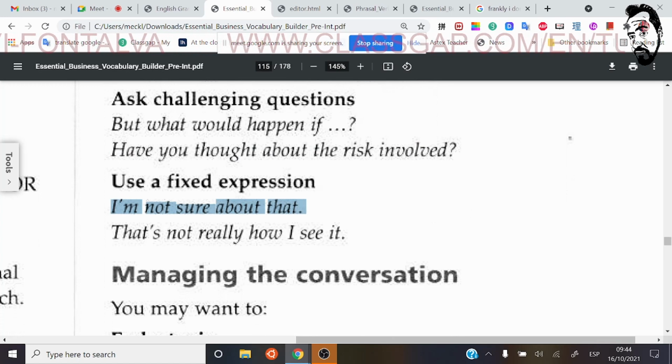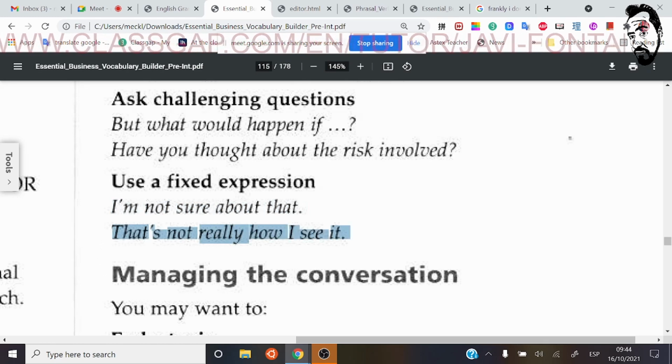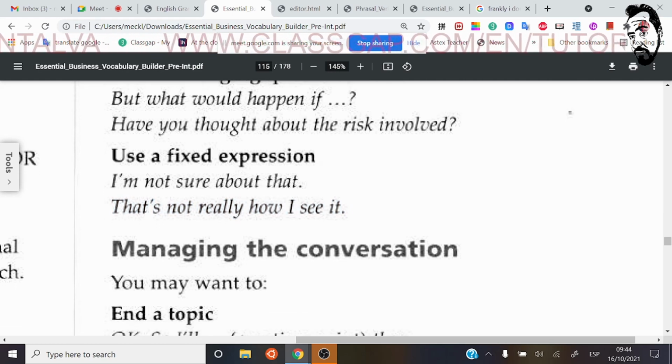Another one. I'm not sure about that. No estoy seguro. I'm not sure about that. That's not really how I see it. No estoy de acuerdo al 100%. No lo veo así del todo. I'm not really sure. Or I'm not really. That's not really how I see it. Yeah. I'm not really sure about that. It's the same. Yeah.